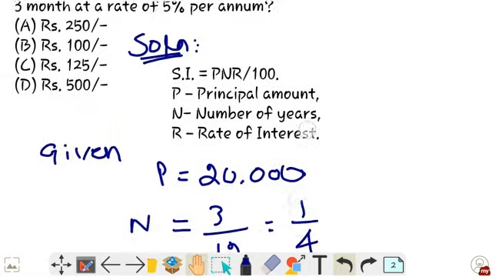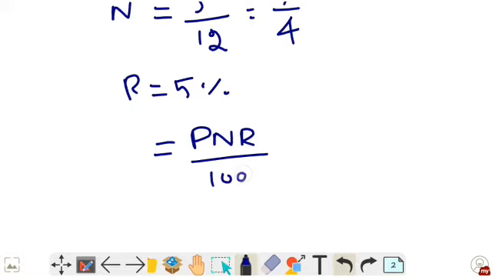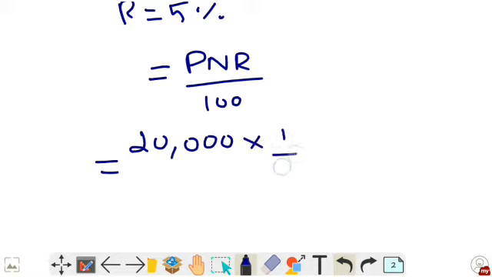So substitute these values in the formula SI equal to PNR by 100, and we will get the answer. What is the value of P? 20,000. And what is N? Number of years, 1 by 4, and R is 5%, so 5 divided by 100. You need not put another 100 here because R is 5%, so we put 5 divided by 100 here.